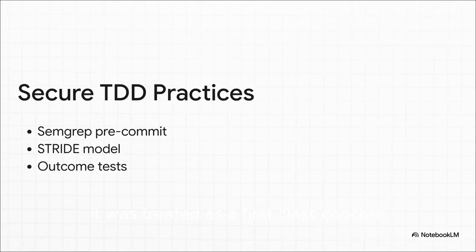Security wasn't an afterthought here. It was treated as a first-class concern through secure TDD practices. The build includes a semgrep pre-commit gate that actively traps API keys before they ever reach version history. Plus, the STRIDE threat model was applied before adding any new tools. And to make sure everything works perfectly, reliability is strictly verified by 5 outcome-based tests that assert on state mutations.